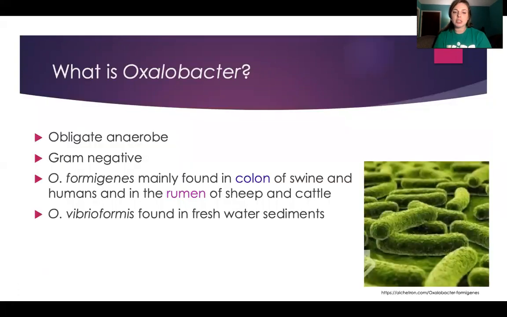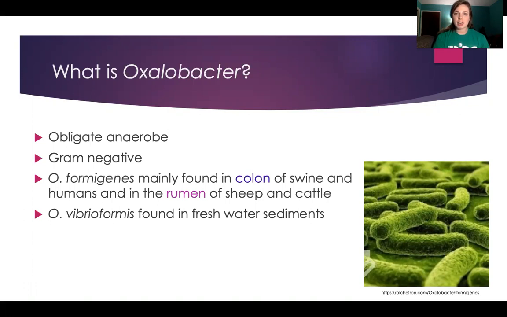So before we get into the meat of things, I think it's important to talk about what Oxalobacter actually is. First of all, it is a bacteria. It's an obligate anaerobe, which means it can't utilize oxygen to make its energy, and it's gram-negative, so it has that extra protection around itself. I'm choosing to talk to you today about Oxalobacter because I think it's really interesting the way that it makes its energy. And we'll get into the details of that in just a few minutes.